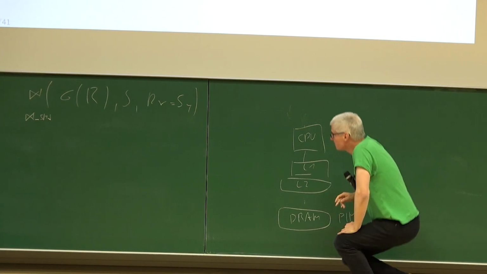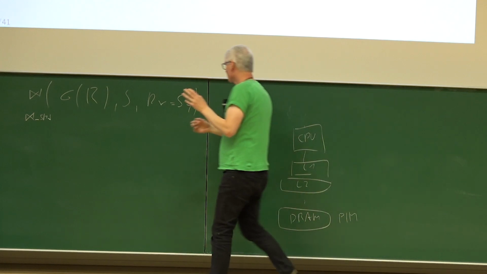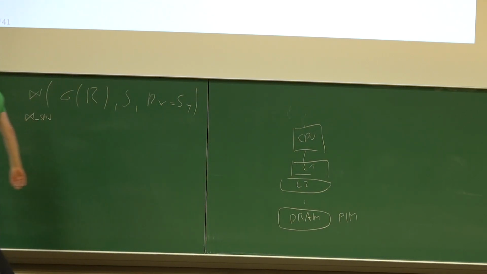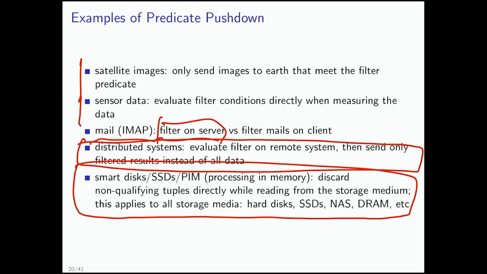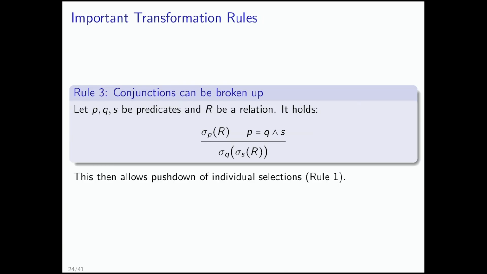It exists in many, many devices. You have it for spinning disks, you have it for SSDs that can do pre-filtering, pre-aggregation, stuff like that, and also for DRAM these days and other devices. It's the same idea, it's a predicate pushdown. So I continue with slide 24 at this point.